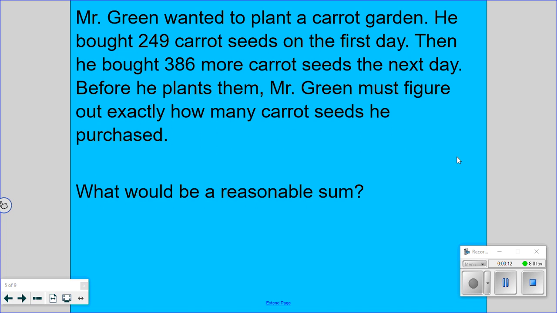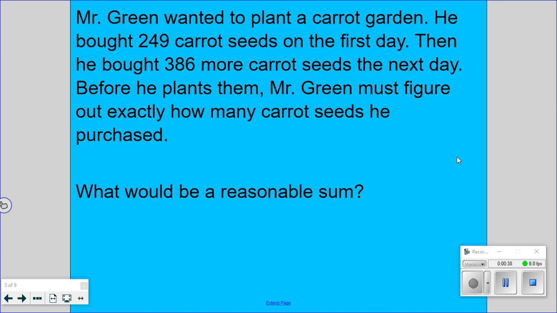So this problem reads, Mr. Green wanted to plant a carrot garden. He bought 249 carrot seeds on the first day. Then he bought 386 more carrot seeds the next day. Before he plants them, Mr. Green must figure out exactly how many carrot seeds he purchased. What would be a reasonable sum?